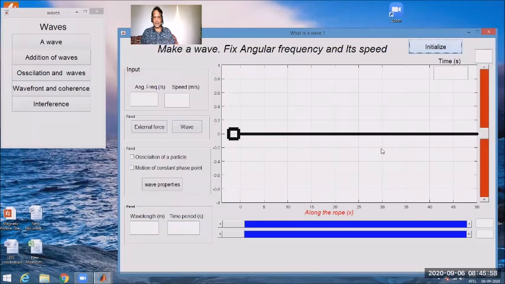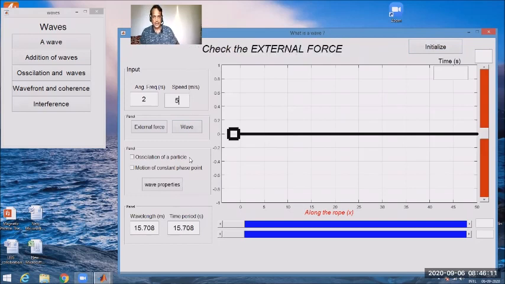And here we'll be considering a virtual rope, which is sitting horizontally as a black line. And let us initiate a wave with some properties. 2 per second is the angular frequency and speed is 5 meter per second. So let us see how the wave propagates.